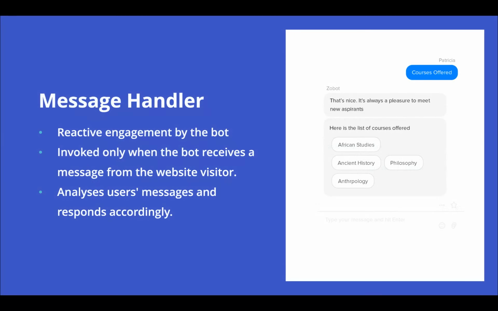Next is the message handler. This is a process of reactive engagement by the bot. This handler will be invoked when the bot receives a message from the website visitor. The combination of messages received from the website visitor will be analyzed and stored in the code already, and the bot will then start responding to the visitors based on the questions received from the available answers. The best example that can help you relate better is that of a call center. You call a support center, you tell the representative that you have trouble with something, and then they respond to you with a solution, right? They don't voluntarily call you. That's also how the message handler functions.